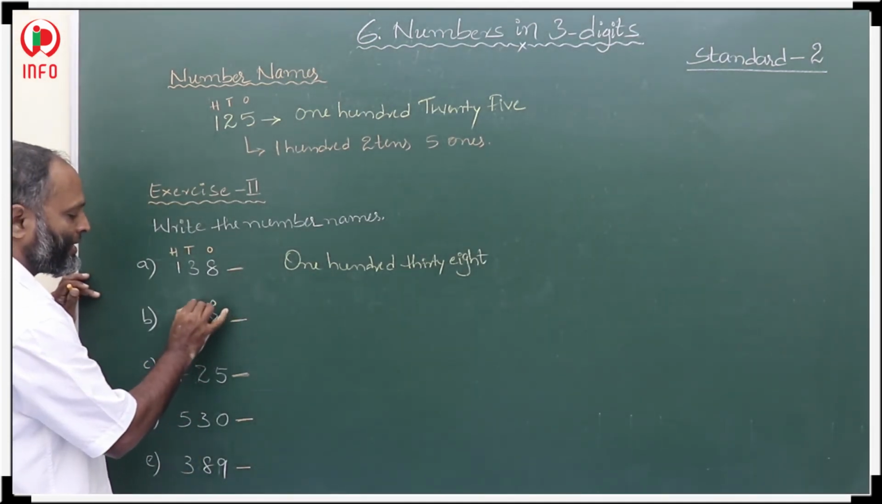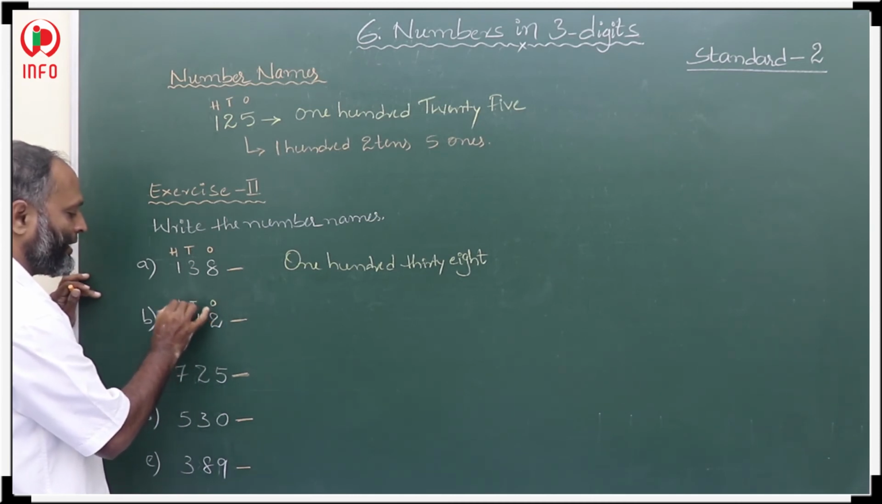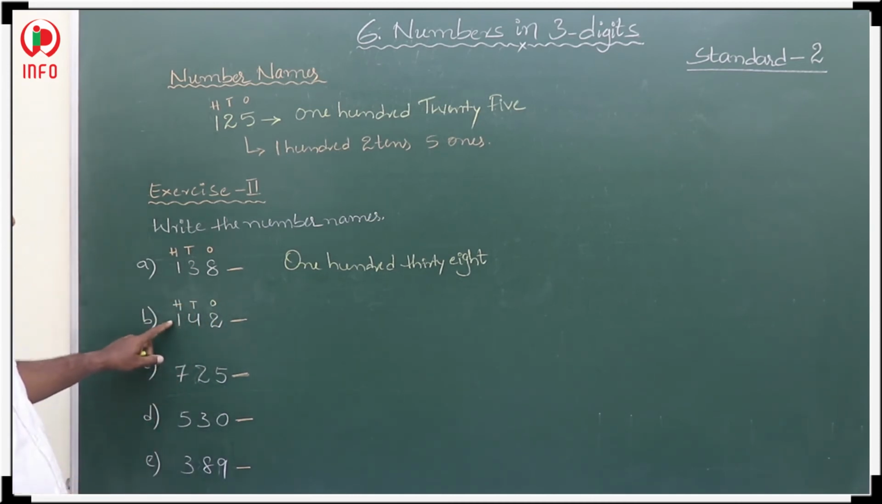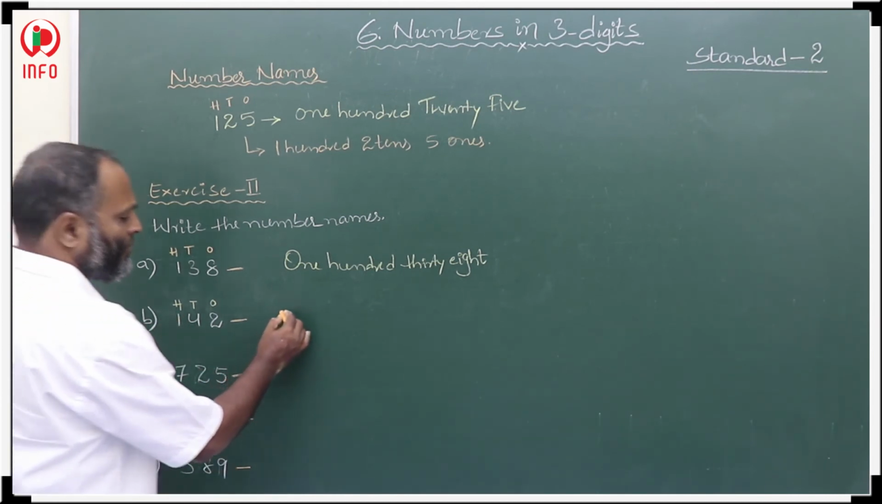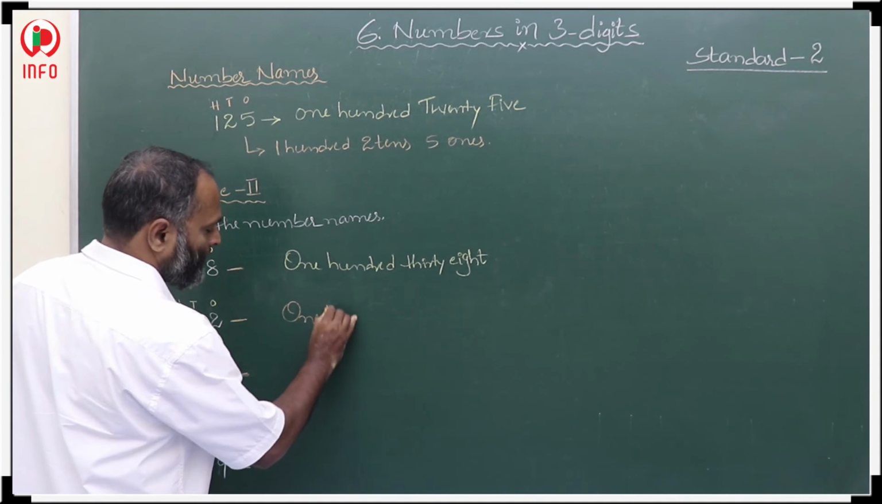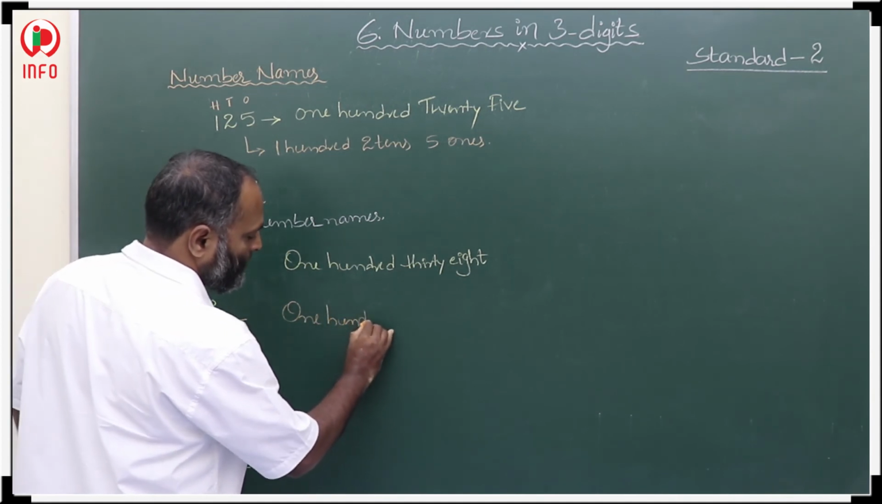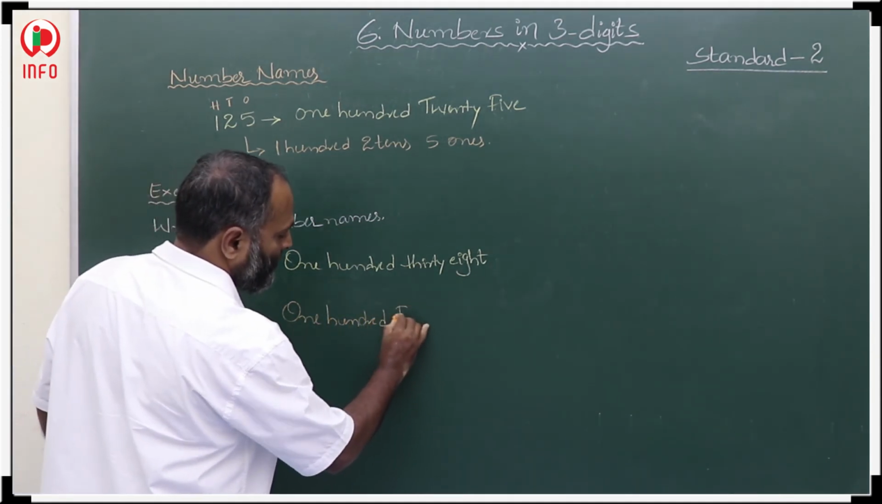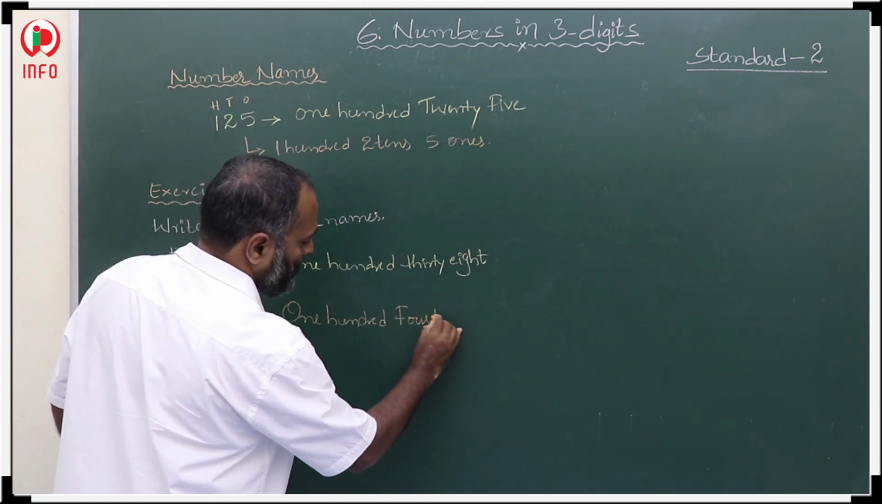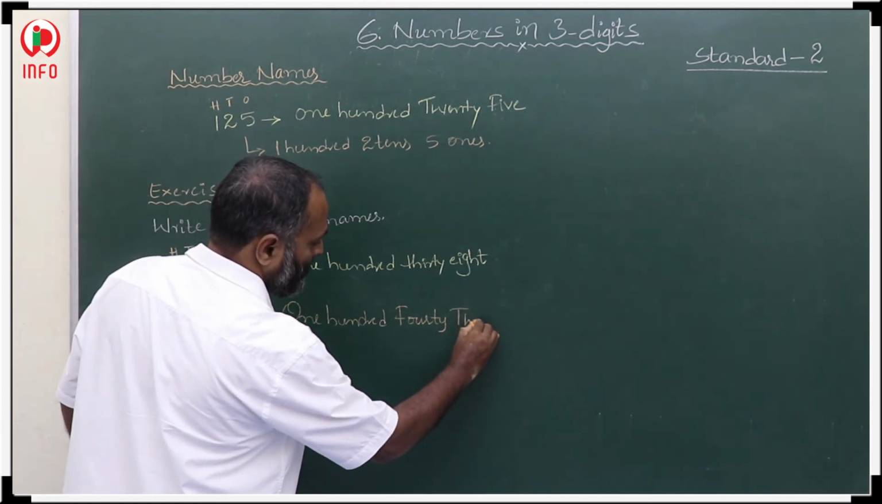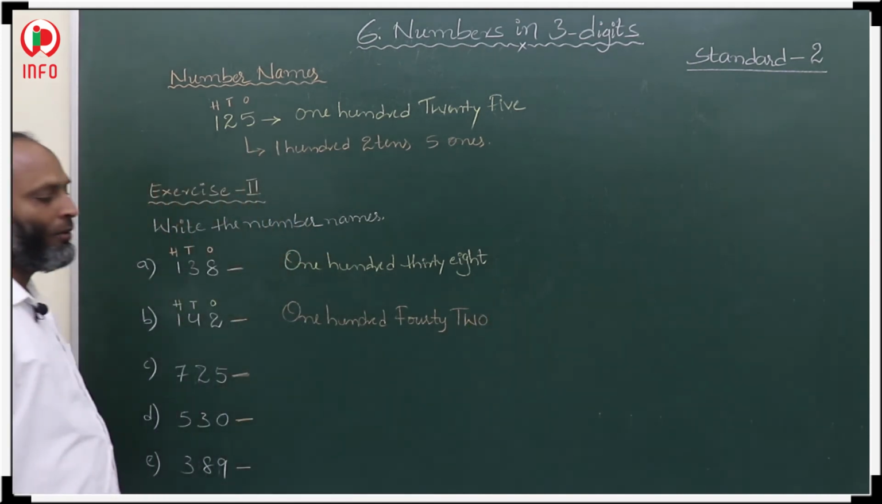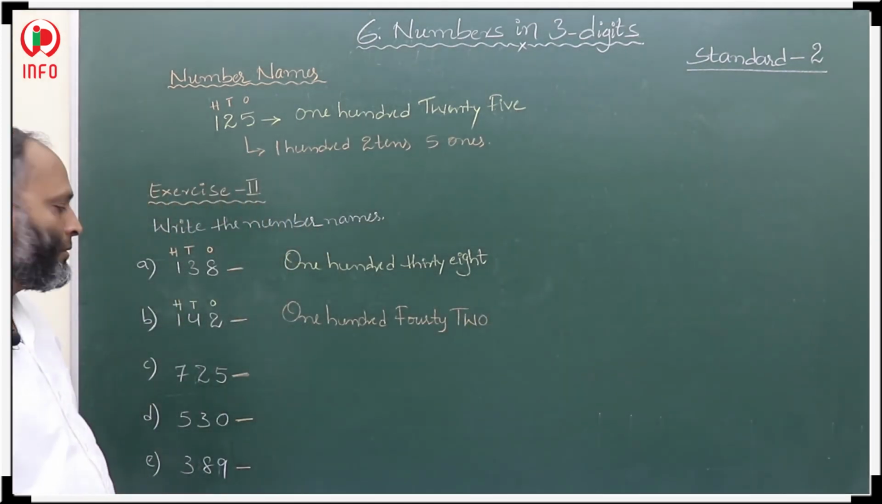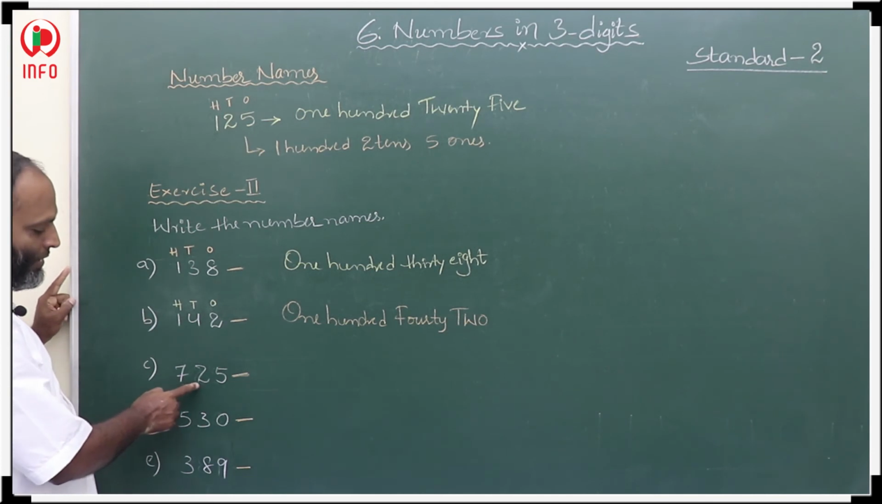Then this one, how to read this one? This is in ones place, this is in tens place, and this is in hundreds place. 1 in hundreds place means 100, 42, 142. Next, here 7, 2, 5.